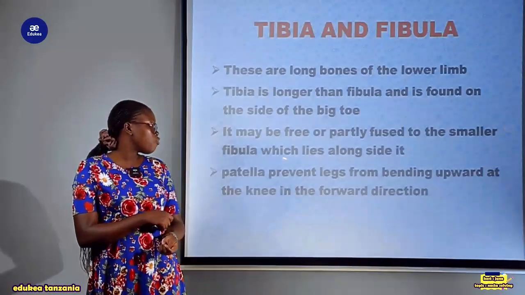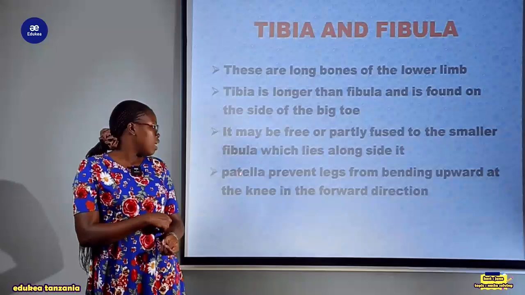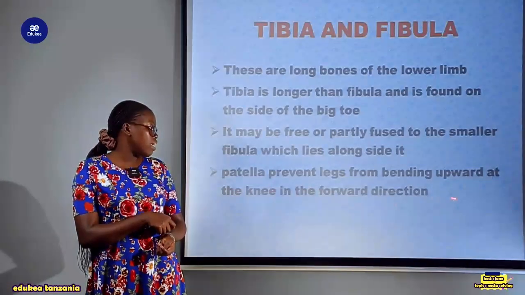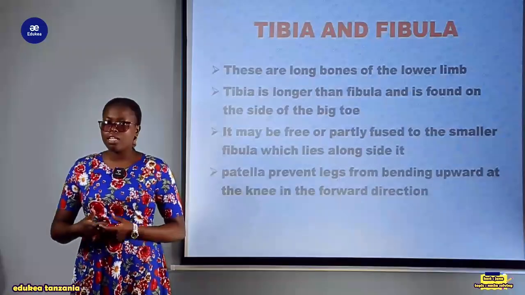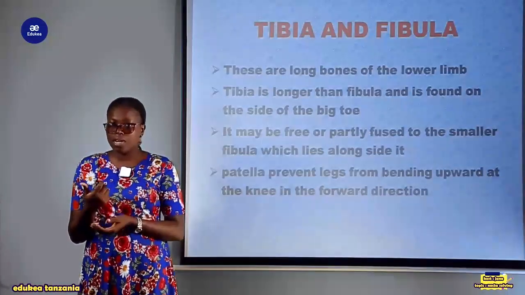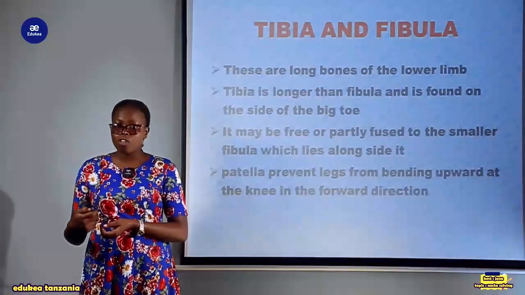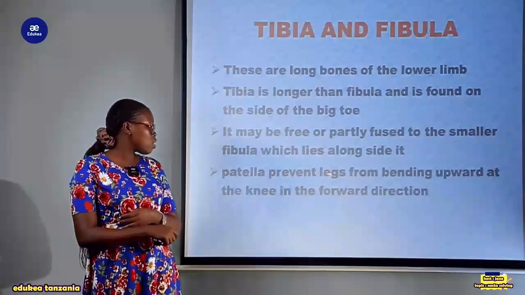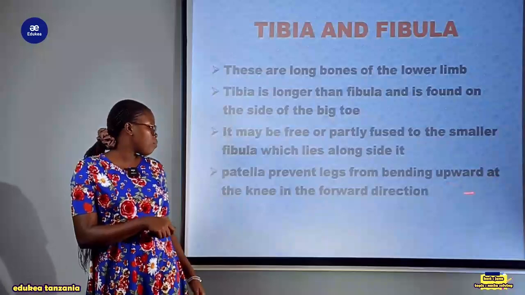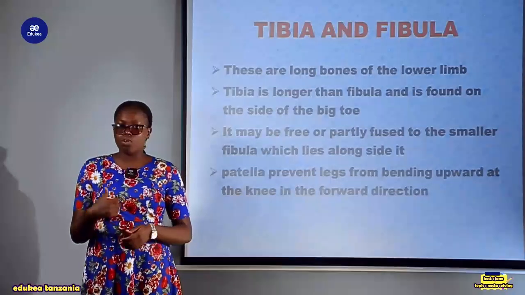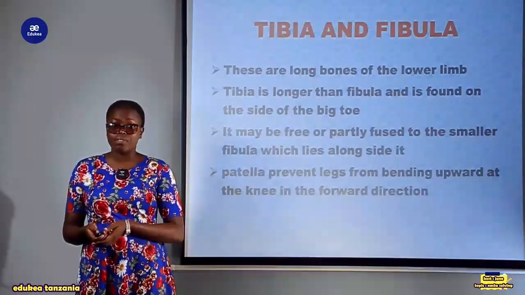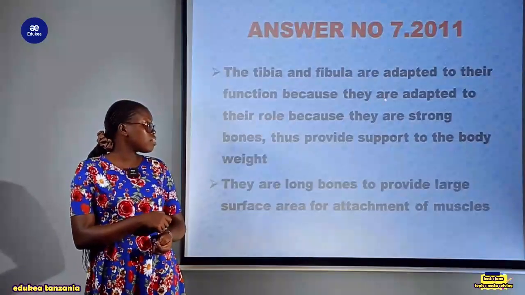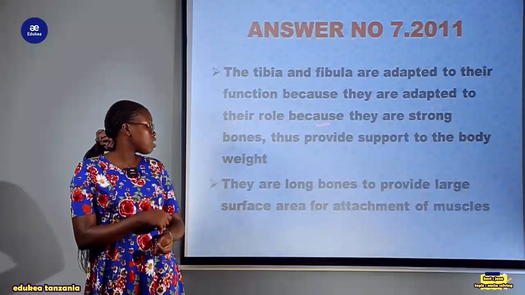Tibia is the longer than the fibula and it is found on the side of the big toes. It may be free or partly fused to the smaller fibula which lies along the side it, and the patella prevent the leg from bending upward at the knee in the forward direction. Kwa moja ya function ya limbs, kwa mfano tunaangalia kwenye patella ambao ndio na fibula imeanzia hapa kwenda mpaka kwenye unyayo, ni kwa ajili ya kuweza prevent the leg from bending upward at the knee in the forward direction. Kwa hiyo tunaangalia vile vile ni katika movement.